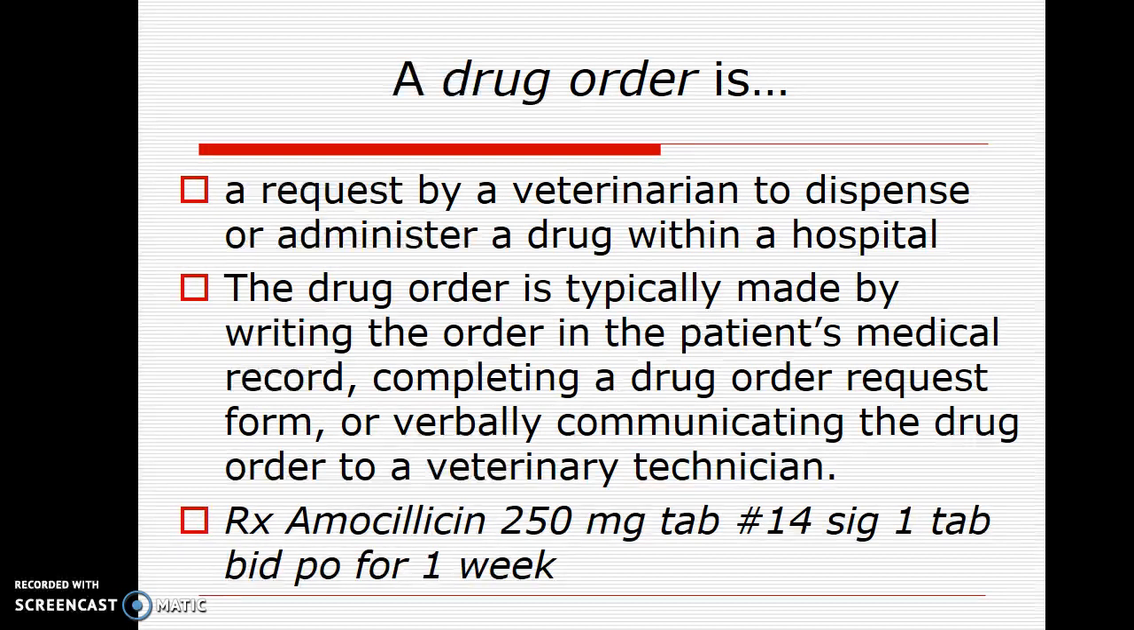So this symbol is a hashtag. You all are familiar with that. But in the pharmacy world, that means a number of tablets. And that's the way to transmit that you are dispensing 14 tablets. And then this symbol, sig, or little word sig, it's a Latin word that is giving instructions basically. So the instructions are 1 tablet BID, or twice a day per os, orally for 1 week. And so that is a drug order as it may be written in a record.